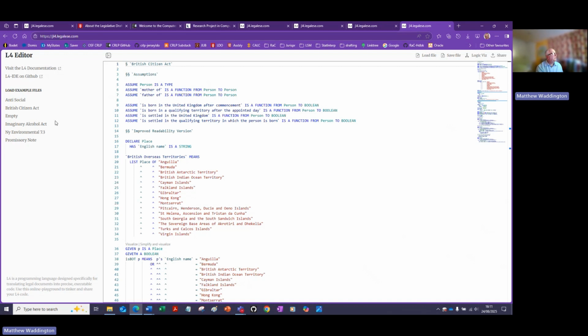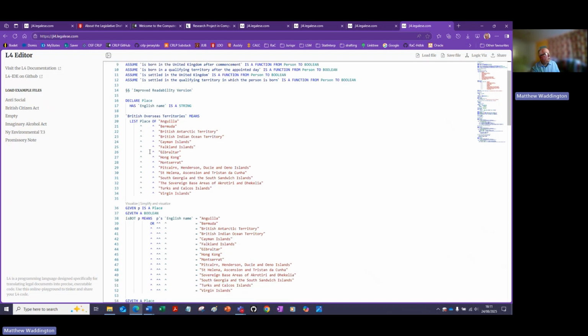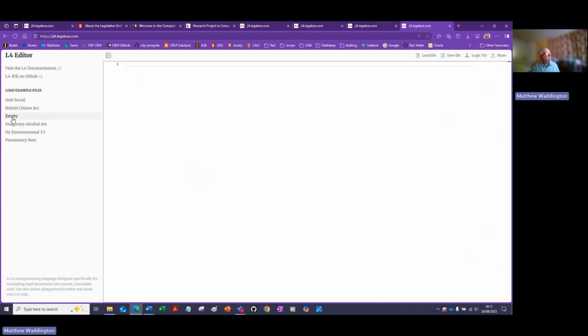jl4legalese.com is the website. There are various examples already there. There's one for the British Nationality Act, this one. But these are using the full strengths of L4, the full abilities of L4. So these have much more sophisticated L4 programming in them that, at this stage, we're not suggesting that drafters should be looking at. So what you do when you get to this website is you press empty, and then you can put what you want in there. So I hope that makes sense, and I hope it will be useful to people.